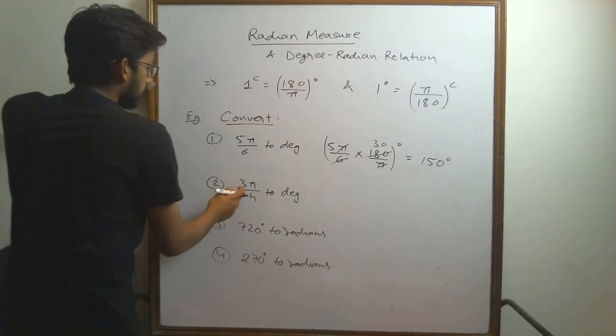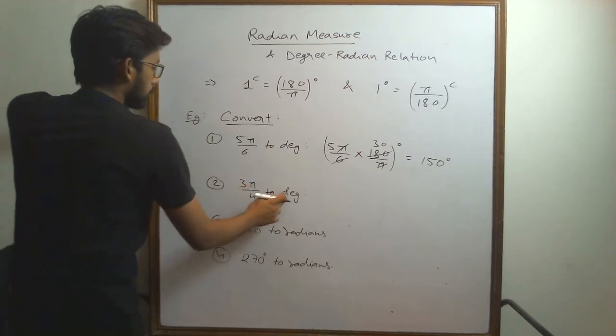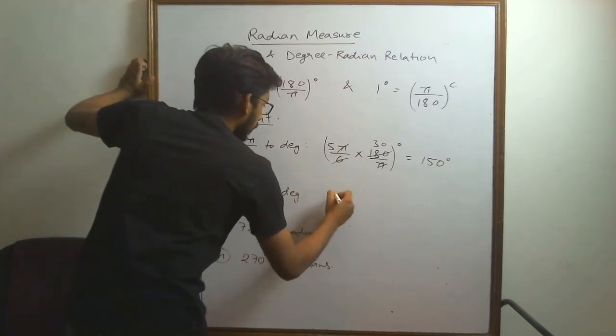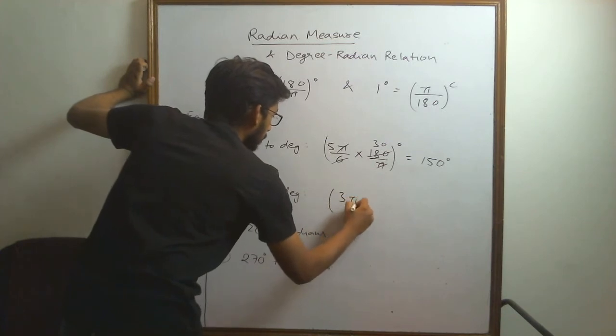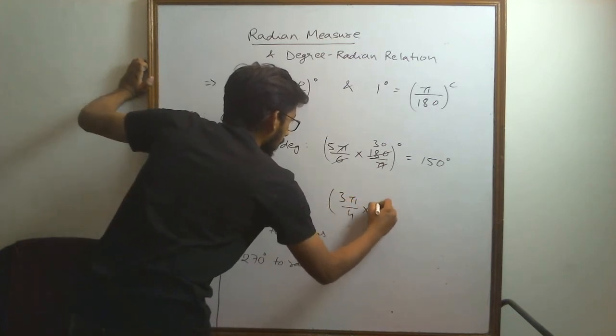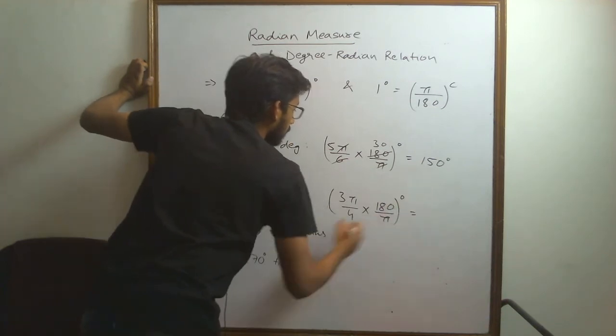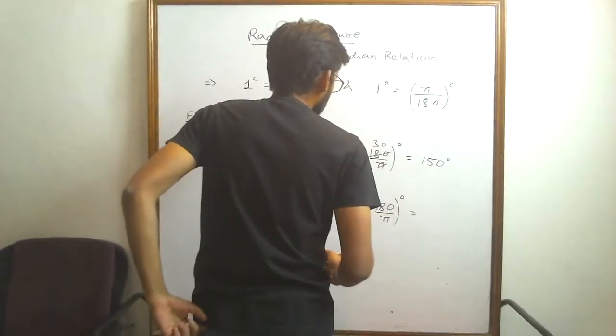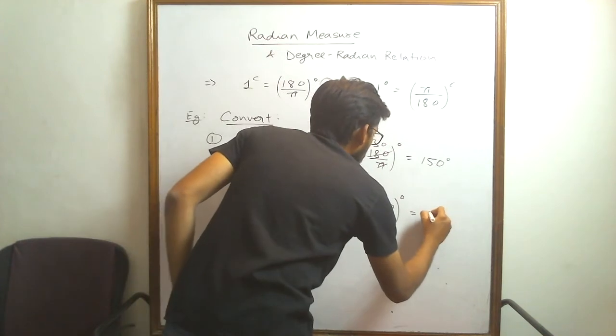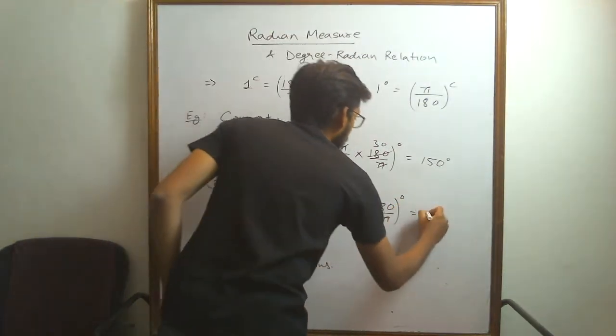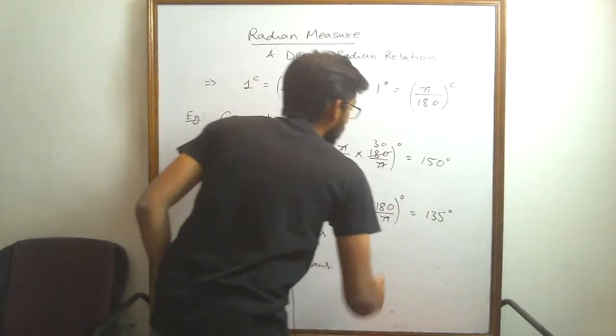Second, convert 3 pi by 4 radians to degrees. To convert it, we multiply 3 pi by 4 by 180 by pi. So this is equal to 135 degrees.